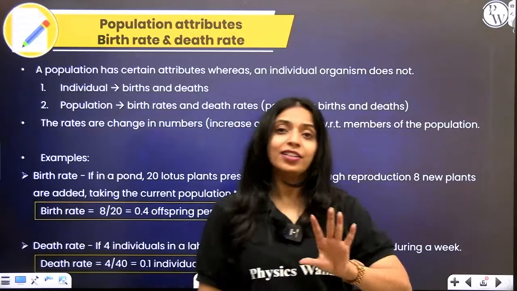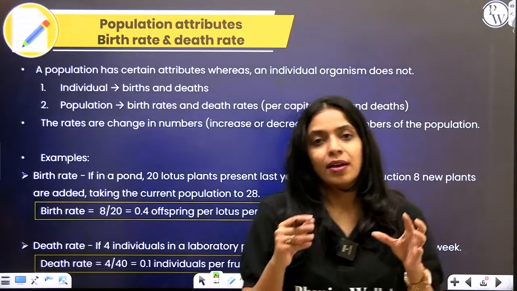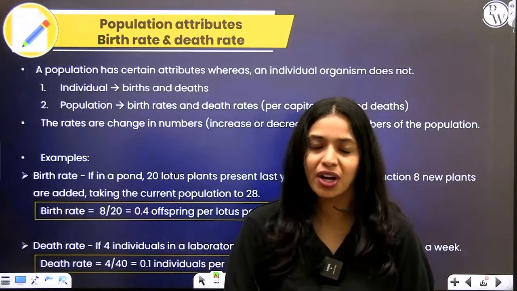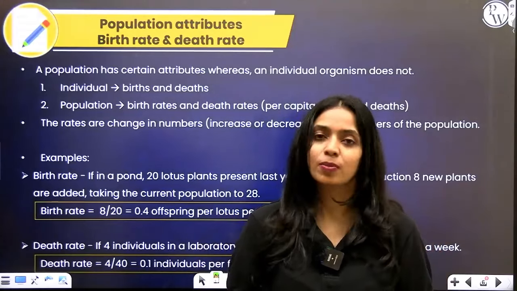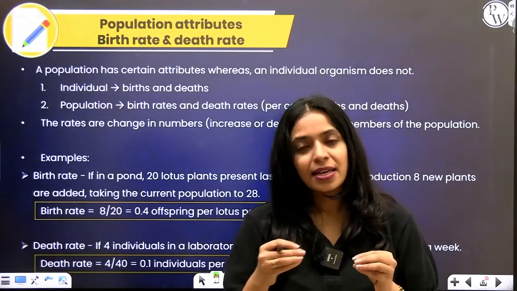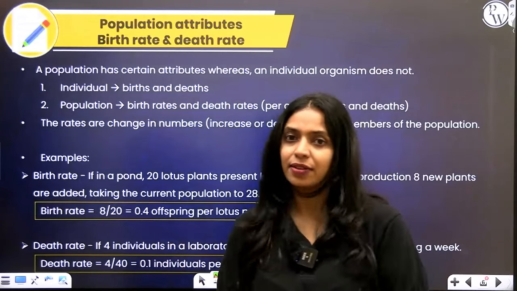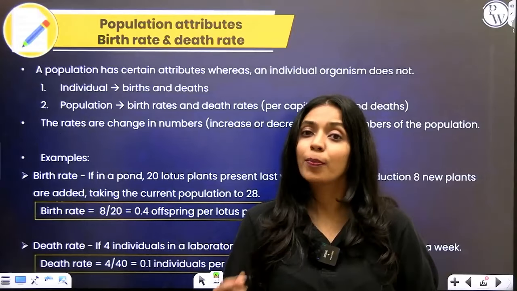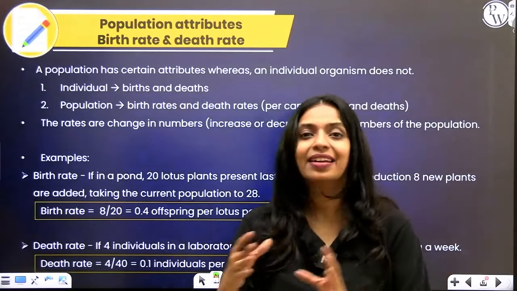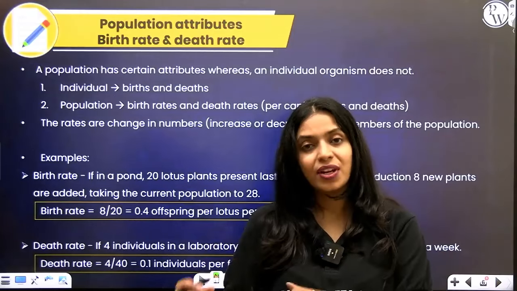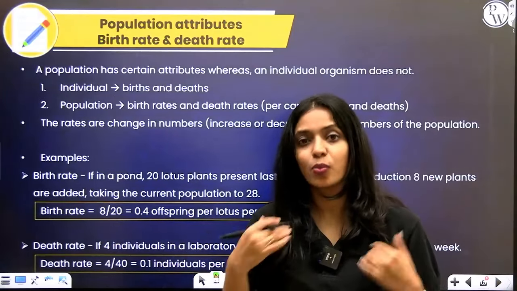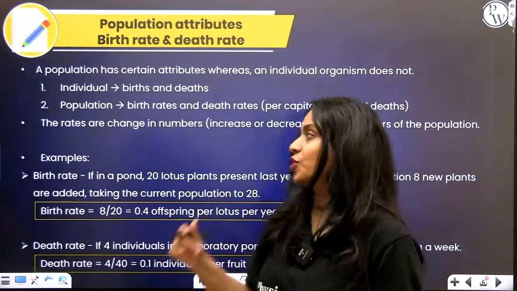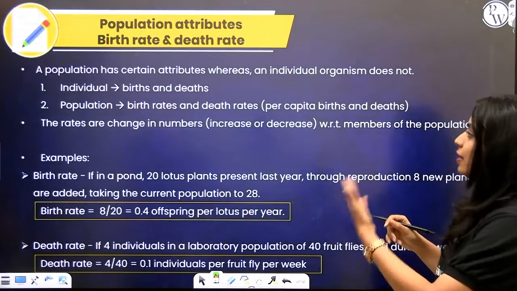All right, now let's move on. Let's talk about some attributes that populations have. A population has certain attributes that we individual organisms do not have. For example, when you consider us humans or any organism for that matter, there is birth and there is death, right? But if you consider a population, there is a birth rate and a death rate. Birth rates and death rates are attributes that a population has, which I cannot have. I either have birth or death, right? But in a population, you have birth rates and death rates.